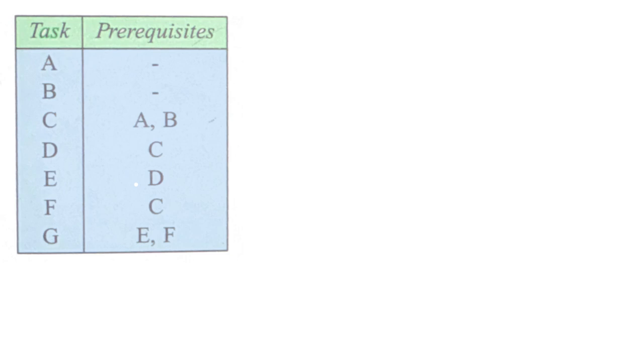From this precedence table, we can see that task A and task B have no prerequisites. These tasks A and B can be completed independently because neither is dependent on the completion of any other task. So you may like to write yourself that this is the start and this is also the start. So from the start we have two options. They can be either A or B. So we can tick off A and B.